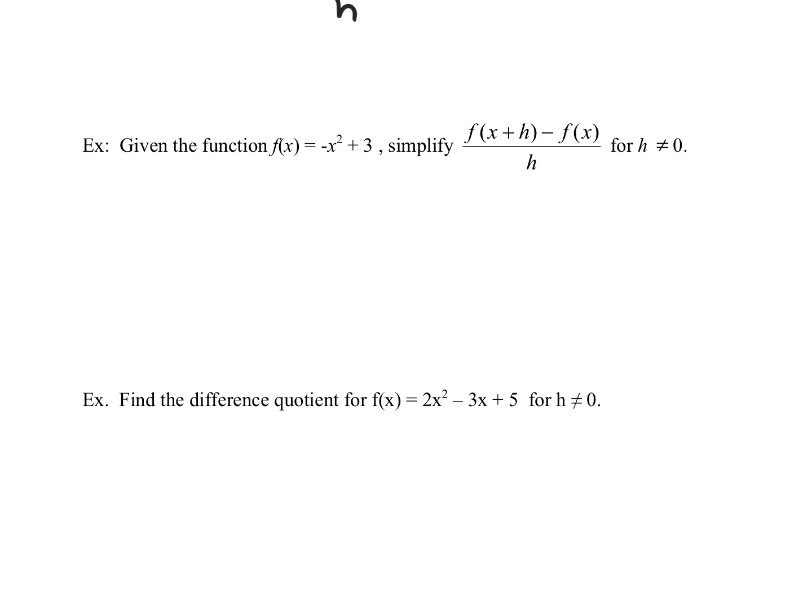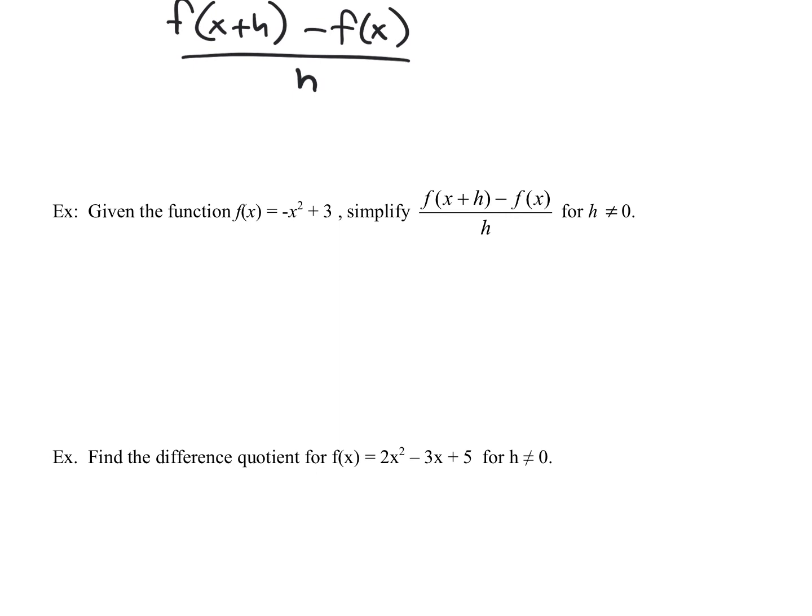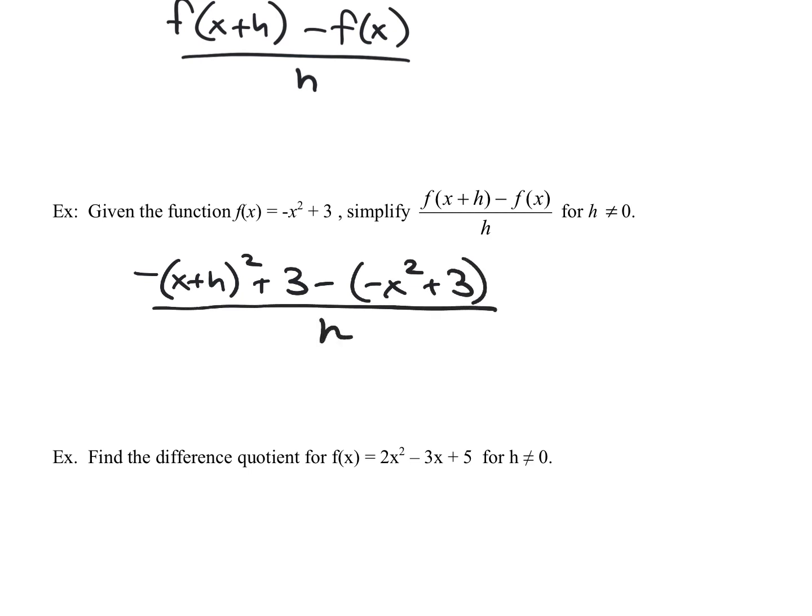So here they give us a function, negative x squared plus 3, and they want us to simplify the difference quotient. So we're going to plug in to our formula, f of x plus h. Now remember, when we compose functions, we replace x with x plus h. So that's going to look like negative x plus h quantity squared plus 3 minus negative x squared plus 3 all over h. So as you can see, this isn't super useful at this point, so we need to simplify.